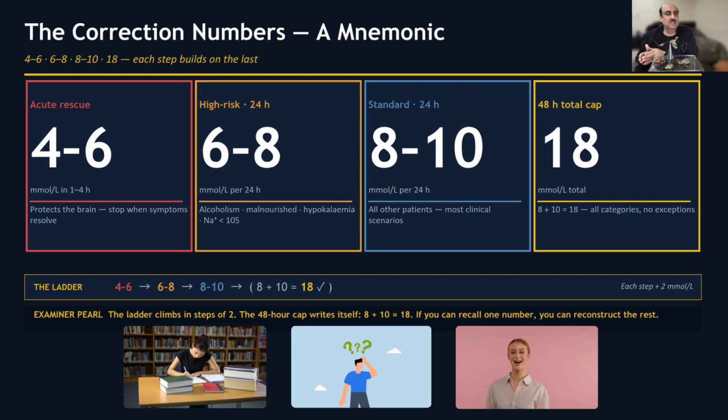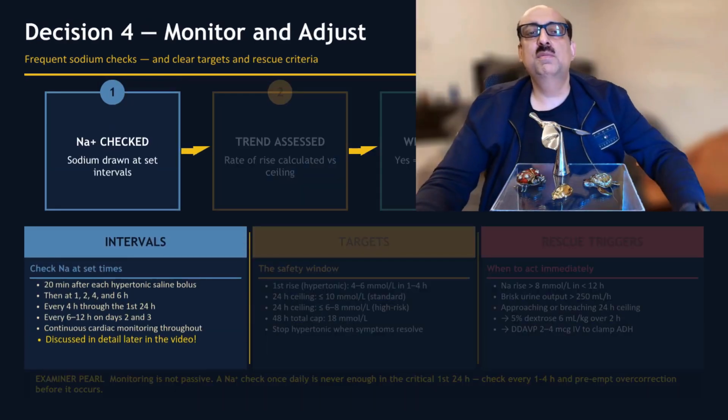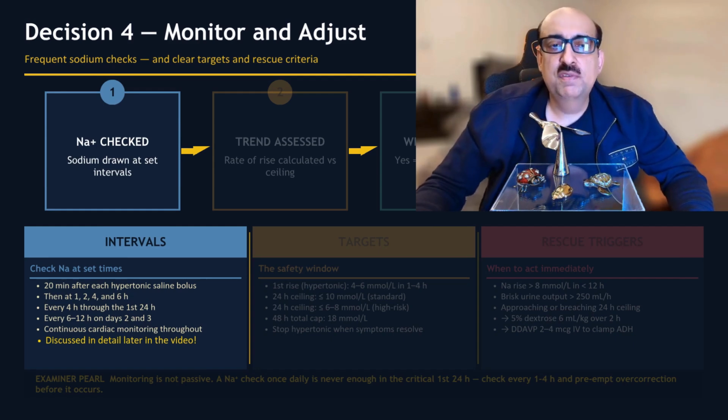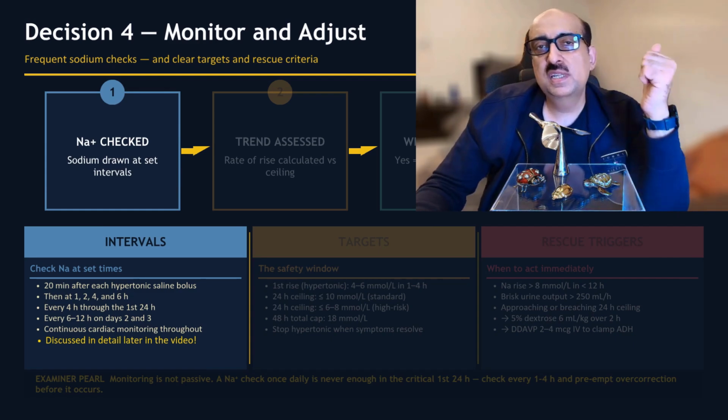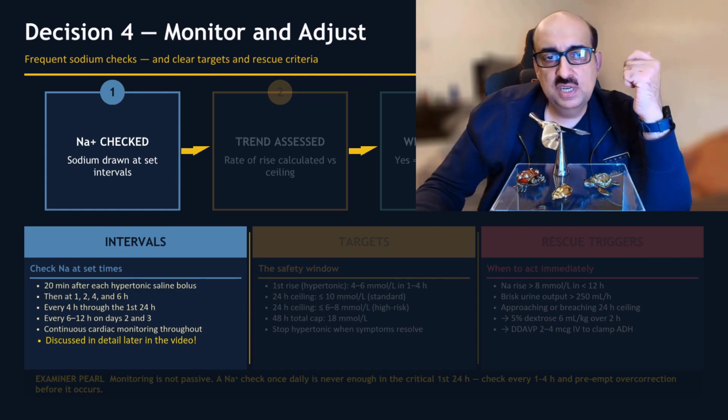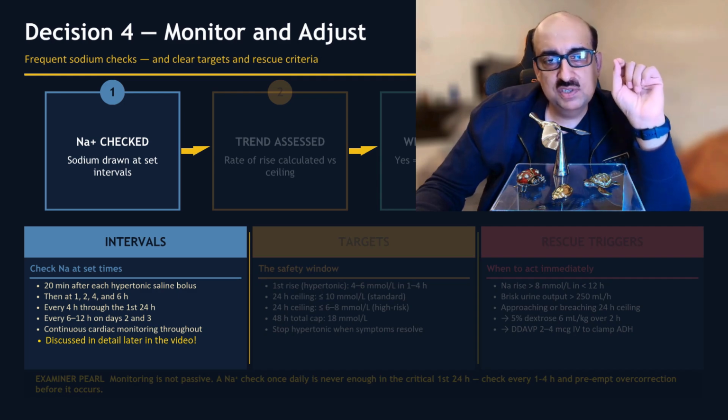18 millimole is a target for the 48-hour correction. So 4 to 6, 6 to 8, 8 to 10, and then 18. Decision number 4, monitor and adjust. The final step, and it is one of the most under-specified. Now, setting the ceiling in stage 3 or decision 3 is not enough. You have to enforce it with active surveillance.